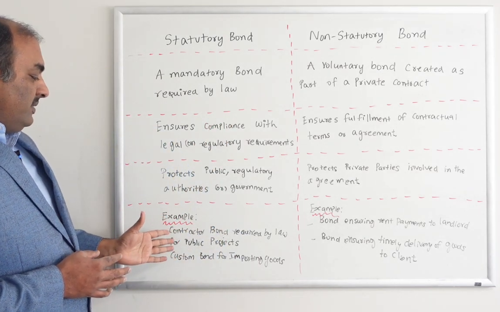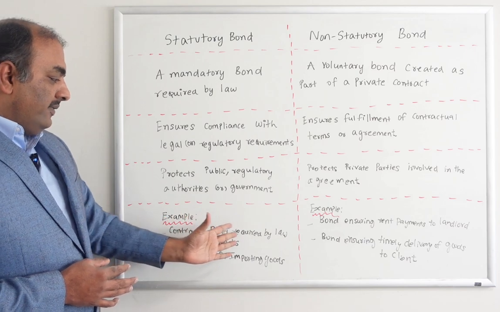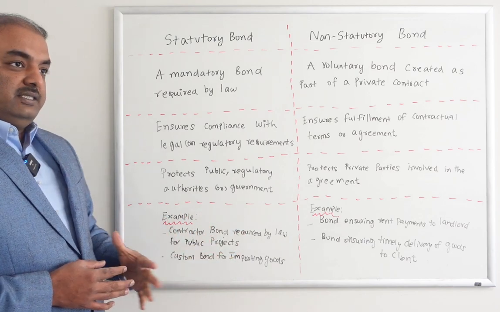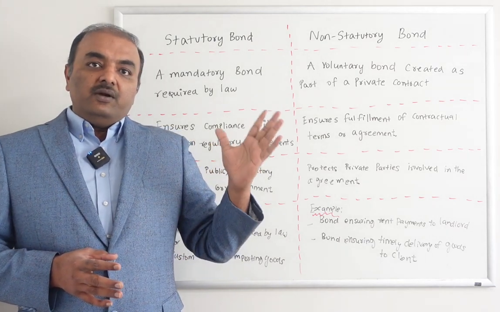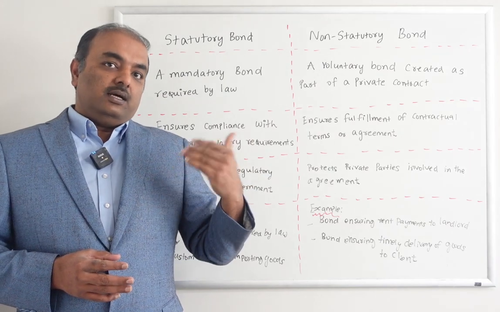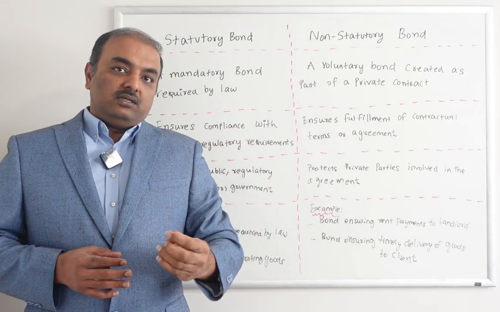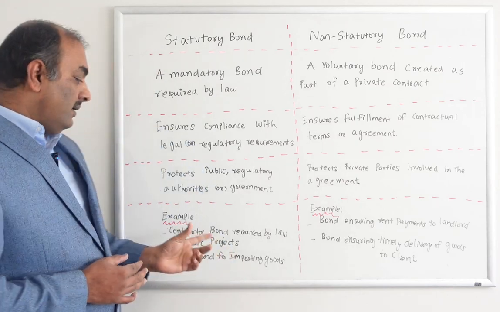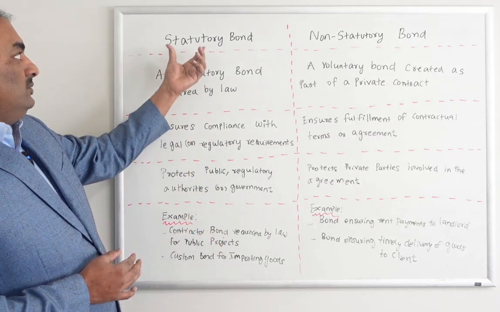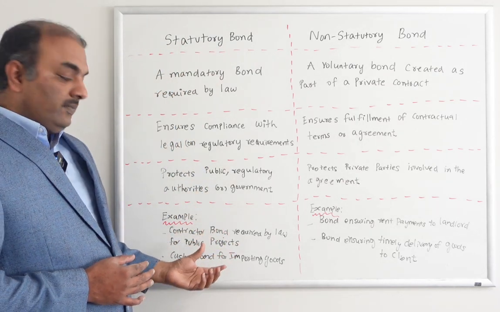So, if you see some examples, right? Contractor bond required by law for public projects. Most of you know there are a lot of buildings that are raised for the government entities. If you are a contractor who is doing those construction works, you need a contract bond that comes under statutory bond because government needs that.